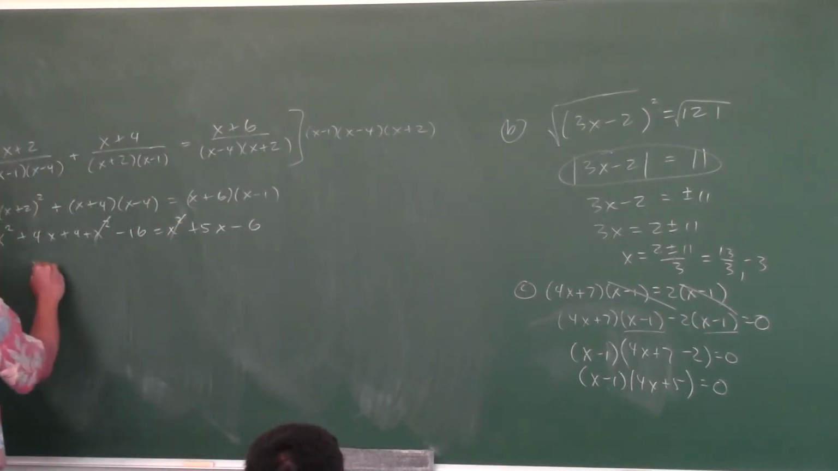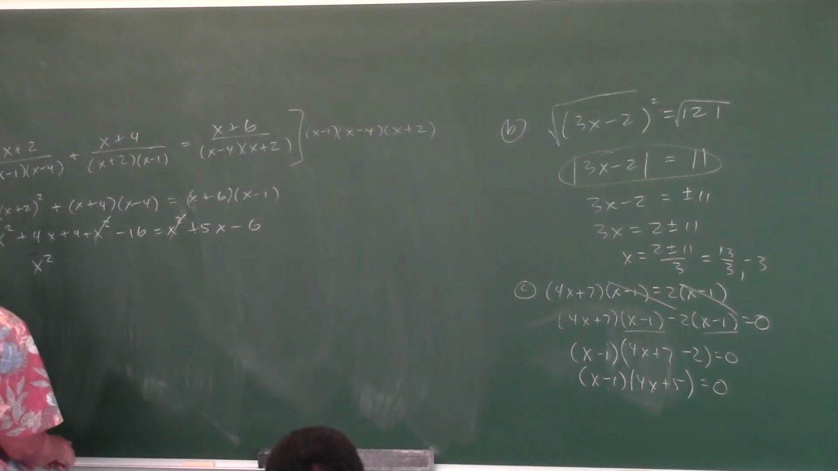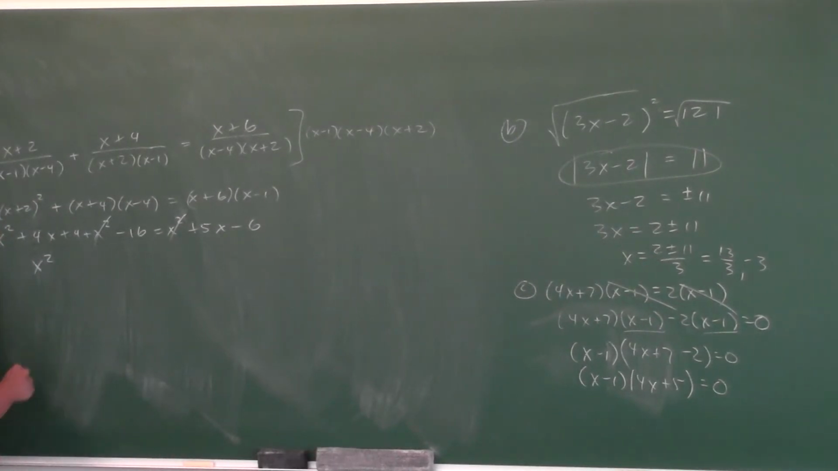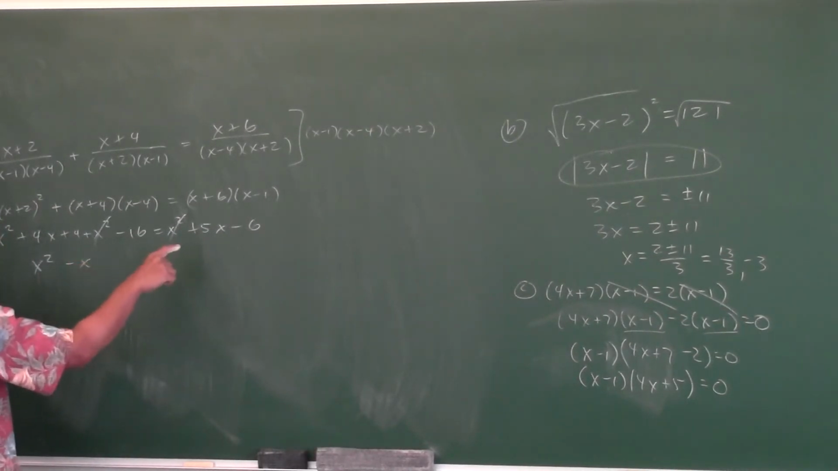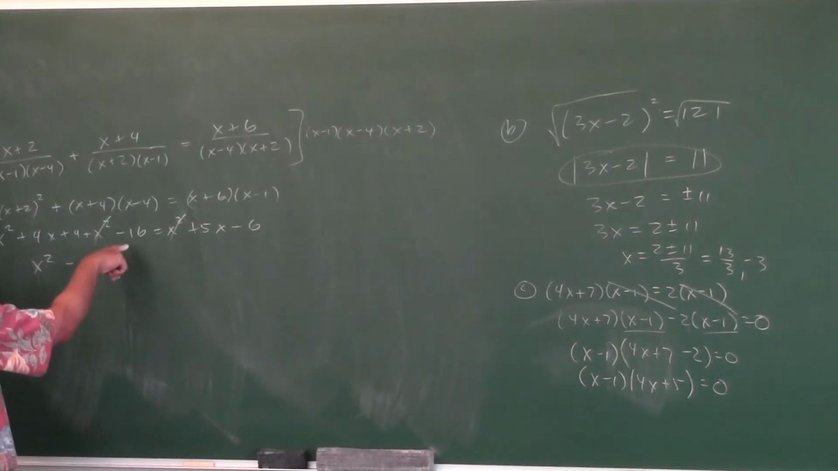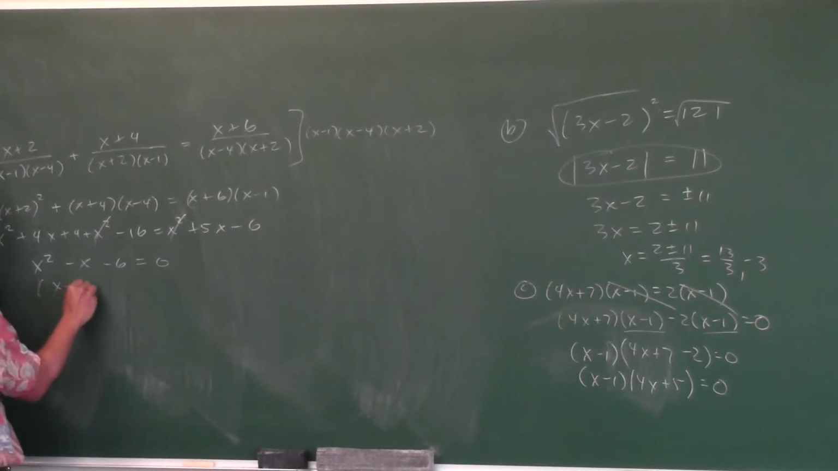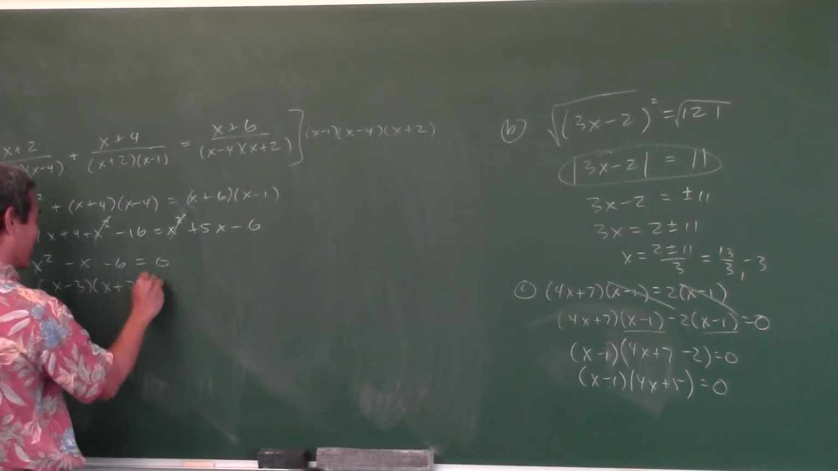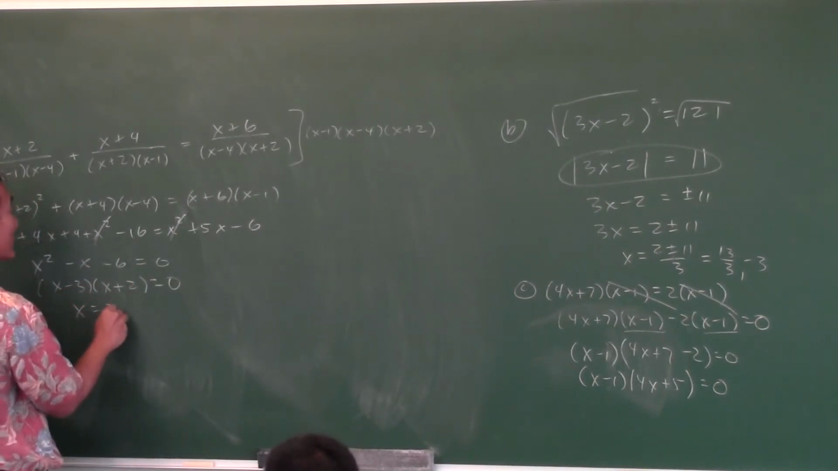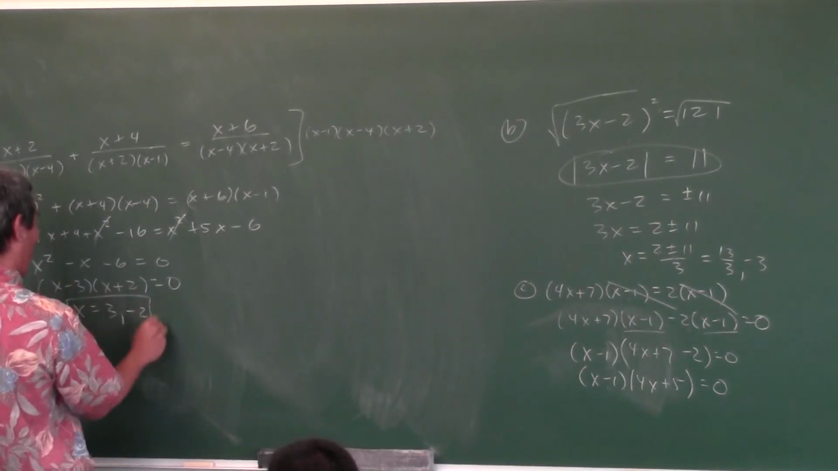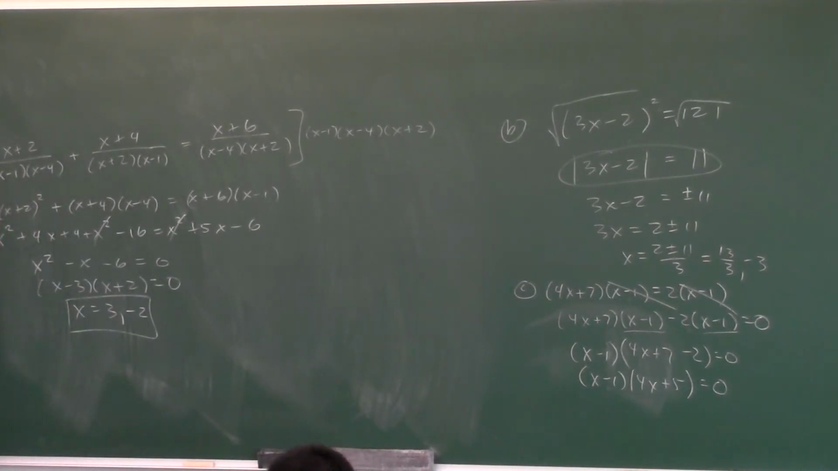Cancel out x squared. x squared minus x. So what do we have on this side? Negative 12 plus 6 minus 6. Is this factorable? Yeah, that's why I'm factoring it. So you get x equals 3 or negative 2. Box that, that's the answer.